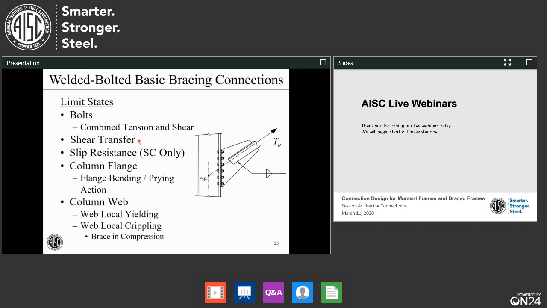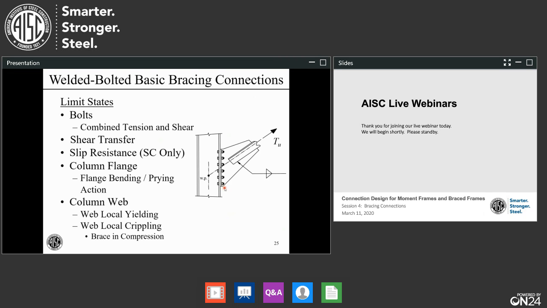We also have shear transfer. That's our combined bolt rupture, bearing, and tear out check. We could have slip resistance. That's important to us along this plane. That's if the engineer of record has decided to make this an SC connection, a slip critical connection.